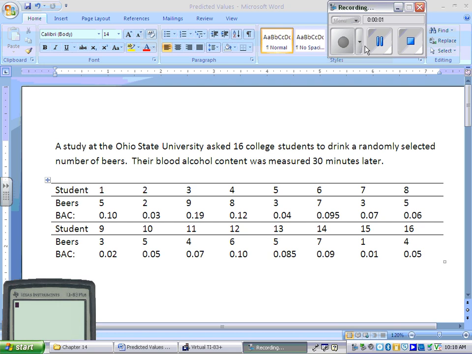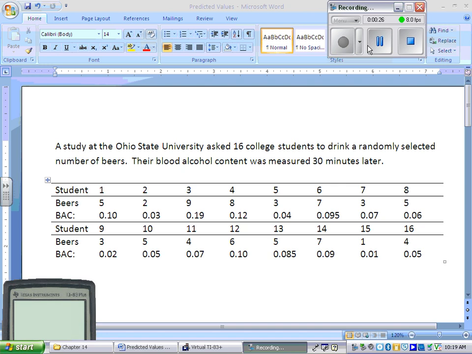A study at The Ohio State University asked 16 college students to drink a randomly selected number of beers. 30 minutes later, a police officer tested their blood alcohol content, and here's the data that we came up with. So the question is, first, can we come up with a predictor to guess how much blood alcohol content a guy would have if he, say, drank 5 beers, if that's the only information we had?